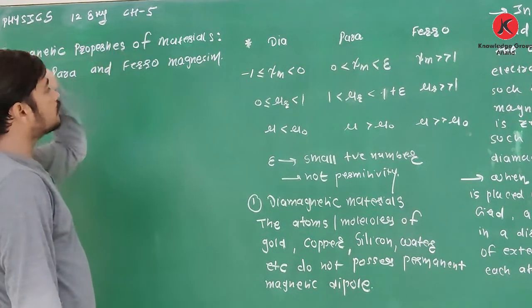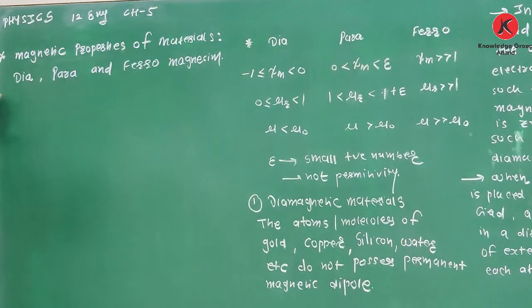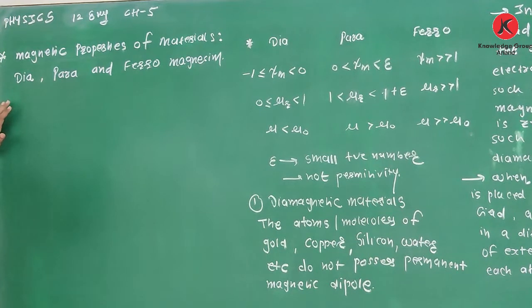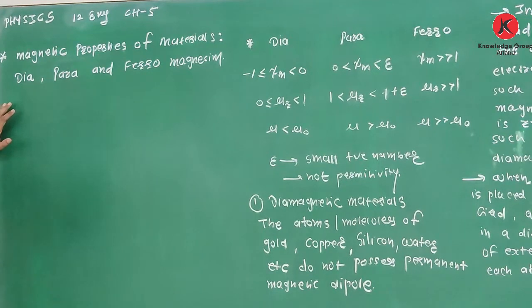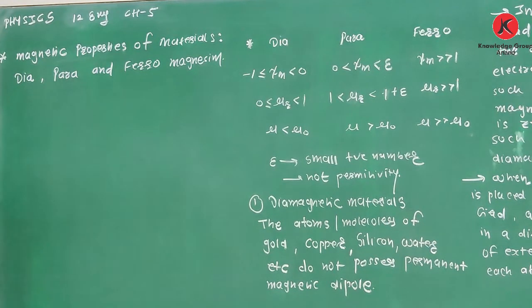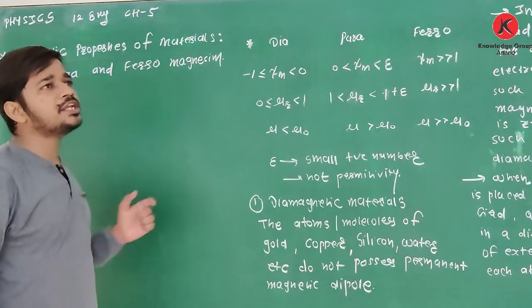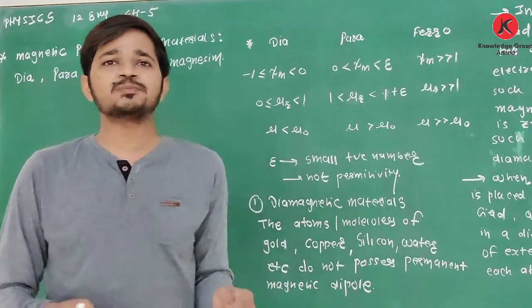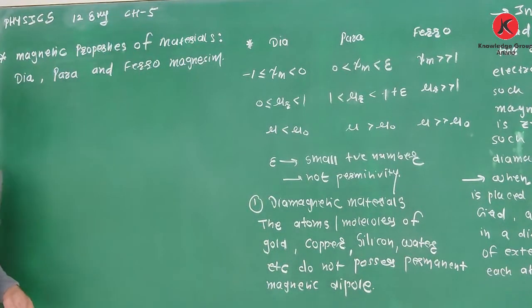Magnetic properties of material are classified according to some parameters, that is relative permeability, then chi m, that is magnetic susceptibility. There are three types of magnetic material: diamagnetic, paramagnetic and ferromagnetic. But before that we will see how any magnetic material is magnetized or has some magnetic moment.